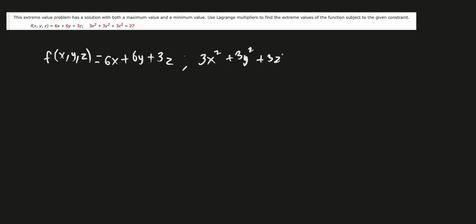Lagrange multipliers, part 4. This extreme value problem has a solution with both maximum and minimum values. Use Lagrange multipliers to find the extreme values of a function subject to a given constraint. Our function f of x, y, z is 6x plus 6y plus 3z. Our constraint equation is 3x squared plus 3y squared plus 3z squared is 27.